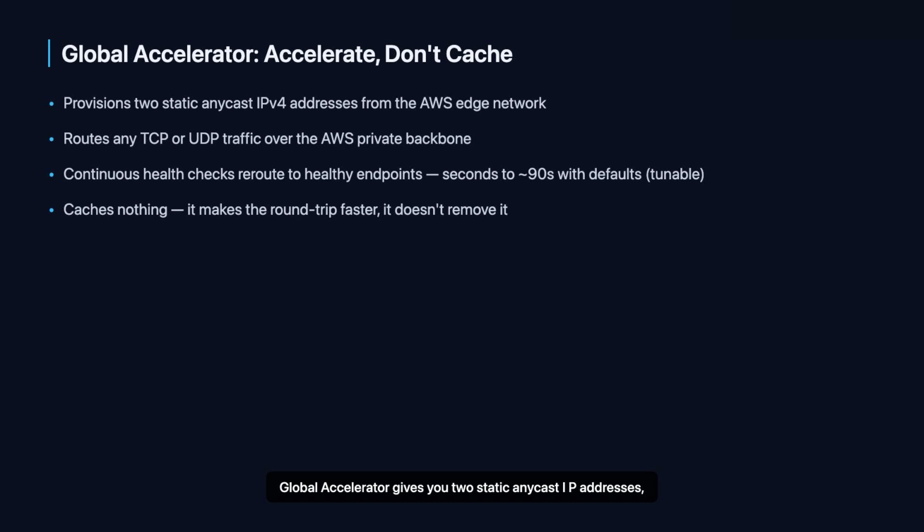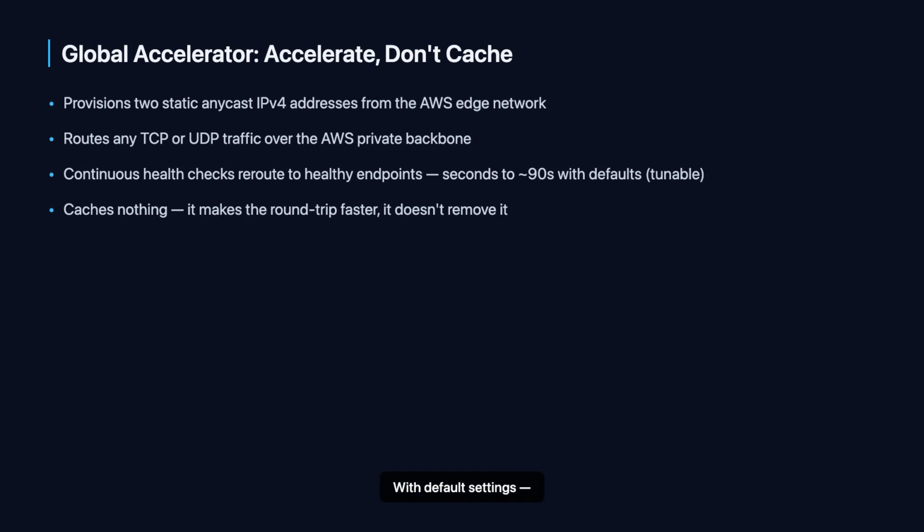Global Accelerator gives you 2 static anycast IP addresses announced from the Amazon Web Services Edge network. Traffic enters Amazon Web Services at the nearest edge, then rides the private Amazon Web Services backbone to the best regional endpoint. It works with any TCP or UDP protocol, not just HTTP, and it runs continuous health checks.